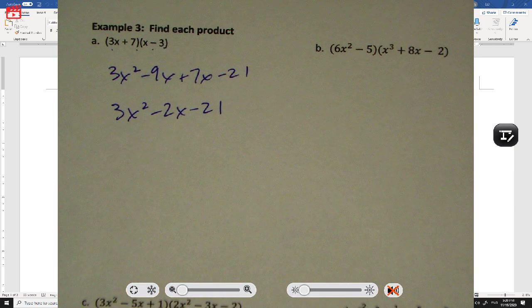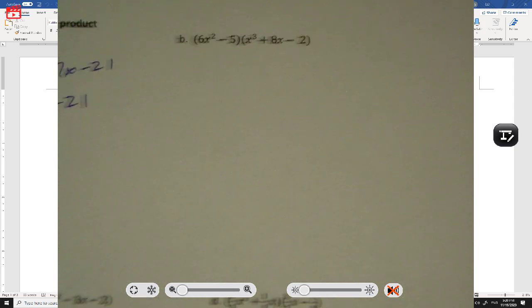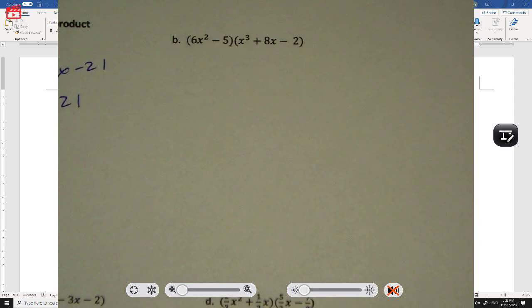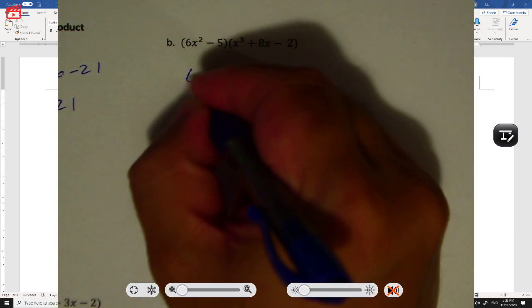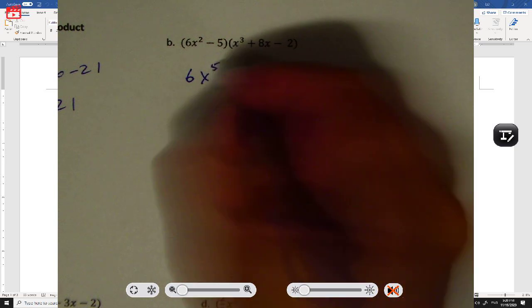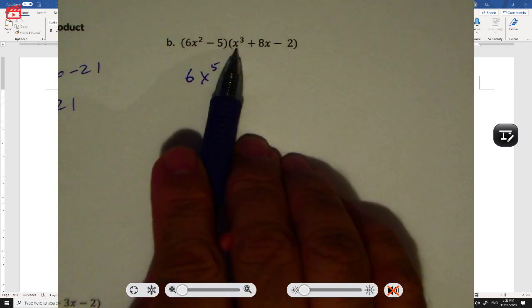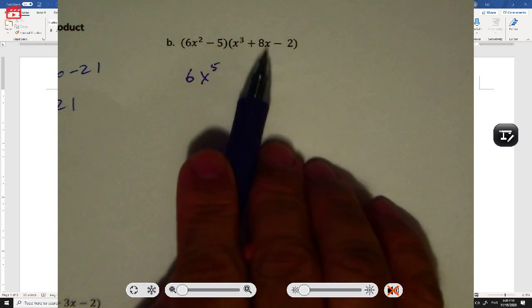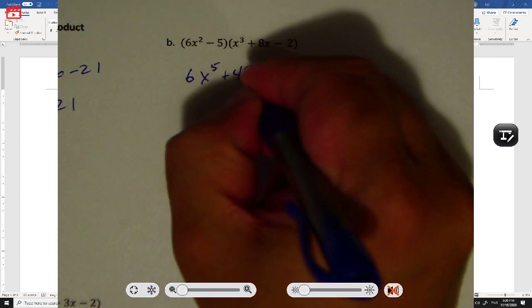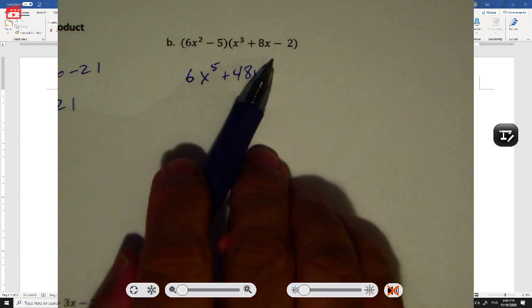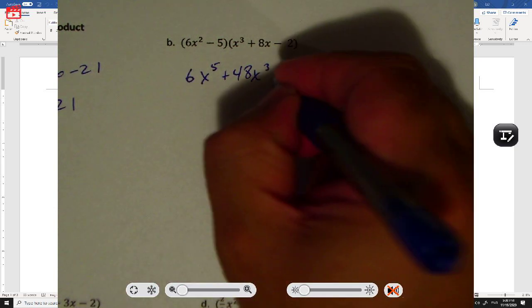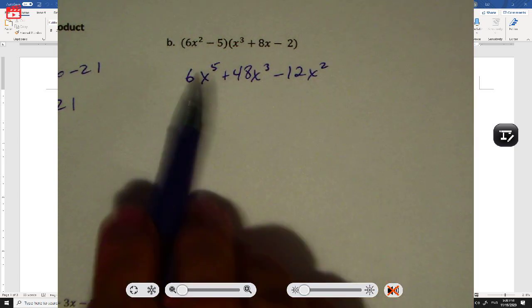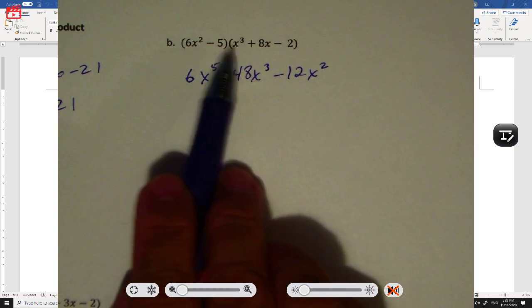So what's happening here is that I just give you more terms to work with. So here I have b, and you just have more. So you're going to do 6x squared times x cubed. So that's 6x. You add the exponents, so it's x to the 5th. So 6x squared times x cubed is 6x to the 5th. 6x squared times 8x is 48x cubed. Right? Add the exponents. The exponent on here is 1, so 2 plus 1 is 3. Now do 6x squared times minus 2. So it's minus 12x squared. Now do the negative 5x. So you do negative 5 times x cubed.